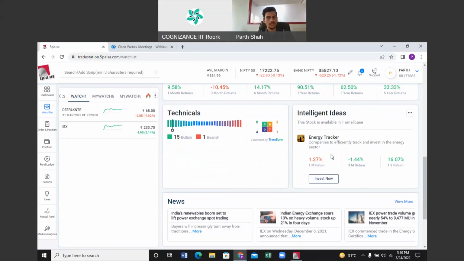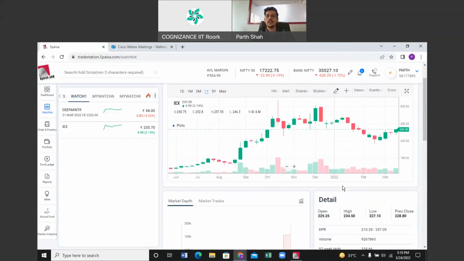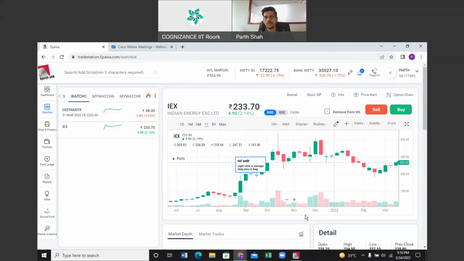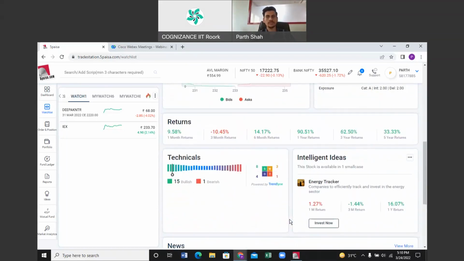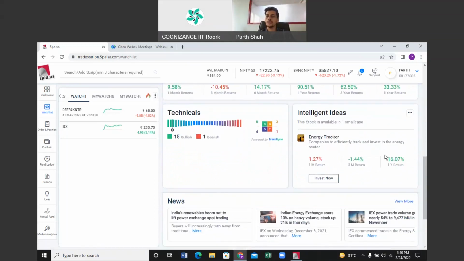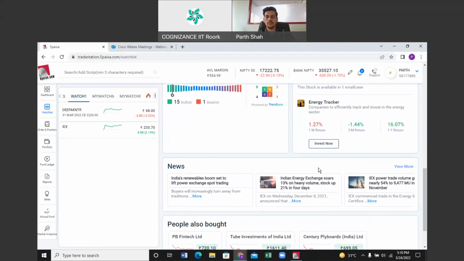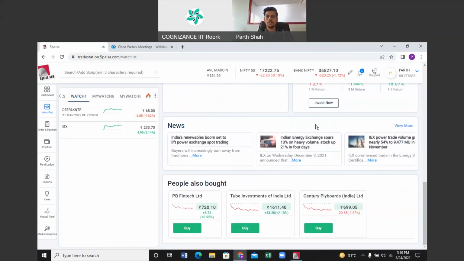So Energy Tracker is one of the portfolios where IEX is a constituent share, and it has its own returns. If you had invested in this particular portfolio 1 month back, then you would have got 1.27% as a return. Then you have the news, where you can see the trending or recent news with respect to the stock, and the same can be seen.